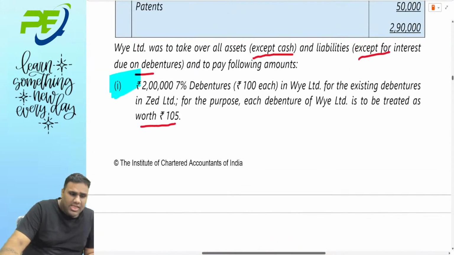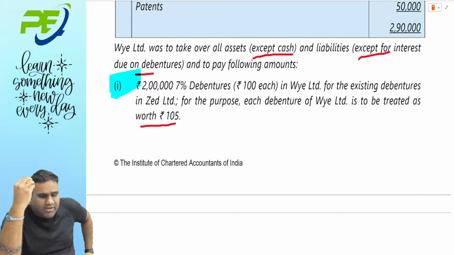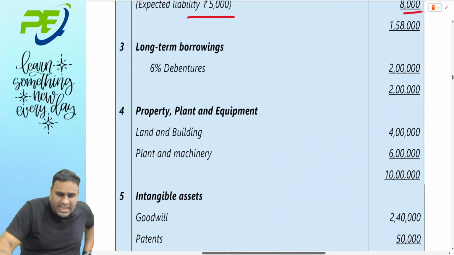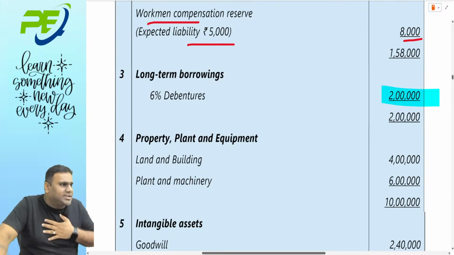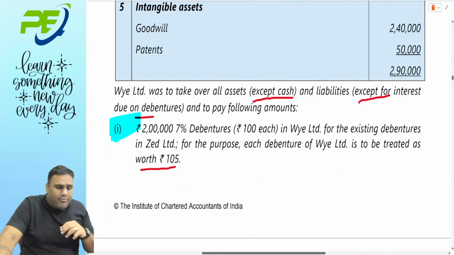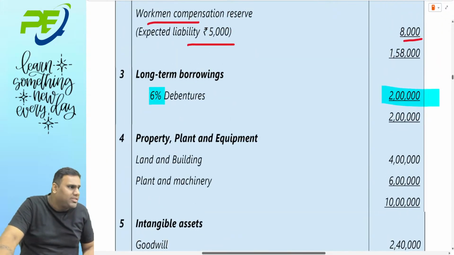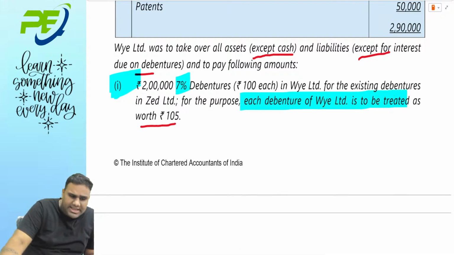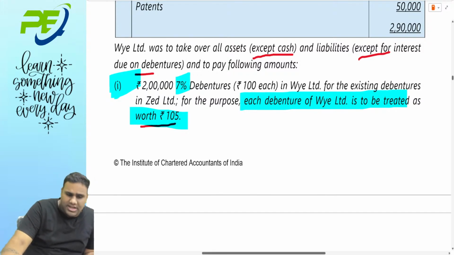First point. 2 lakh 7% debenture in Y Limited for the existing debenture in Z Limited. So they are telling us the existing debenture is 2 lakh. I'll give 2 lakh of my debenture, but it will be 7%. At present it is 6%. In Y Limited for the existing debenture, for the purpose, each debenture is to be treated as what? 105. So journal entry.